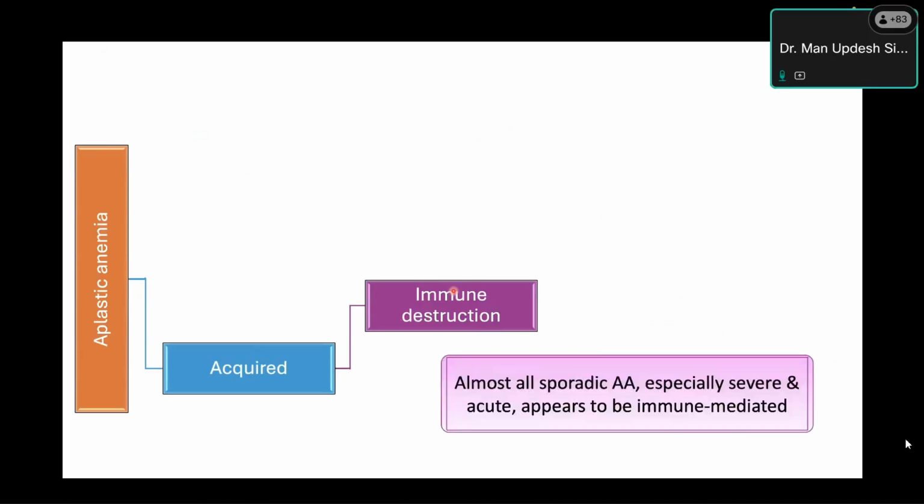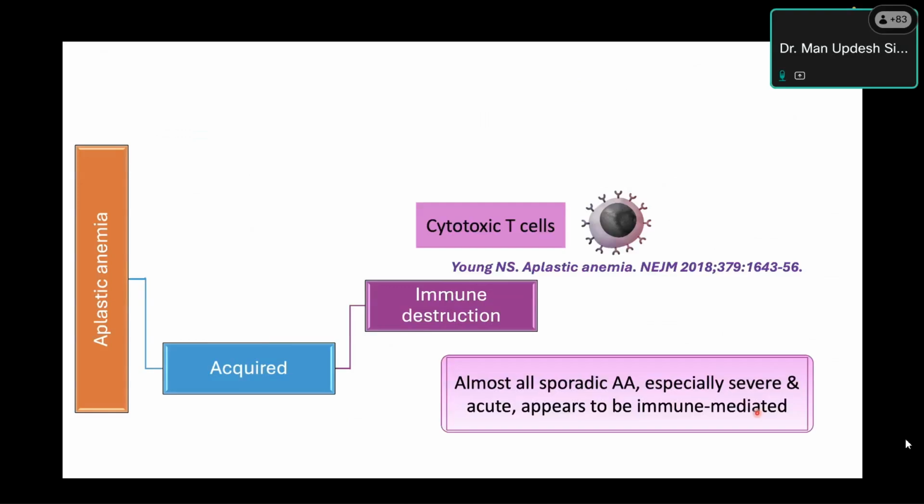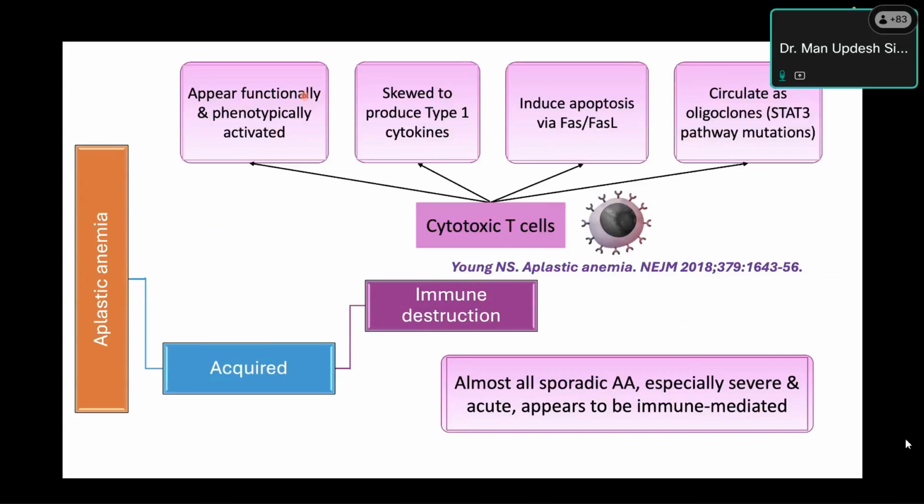The immune cause, of course, most of the severe aplastics are commonly immune types, if not inherited. And the most common cause attributed is the action of cytotoxic T cells. They have some problems there, which are known. They are either functionally abnormal and they secrete certain cytokines which have an effect on bone marrow cellularity.